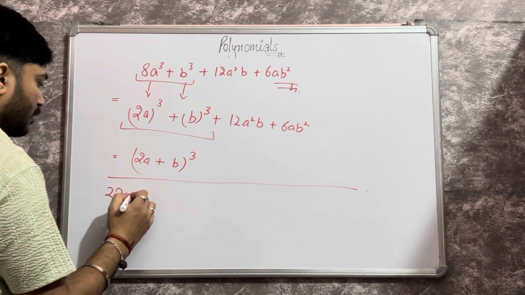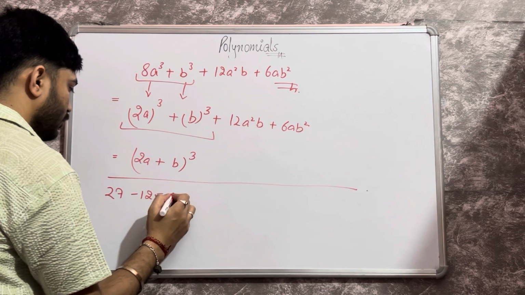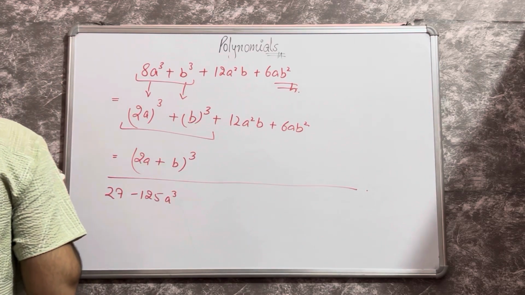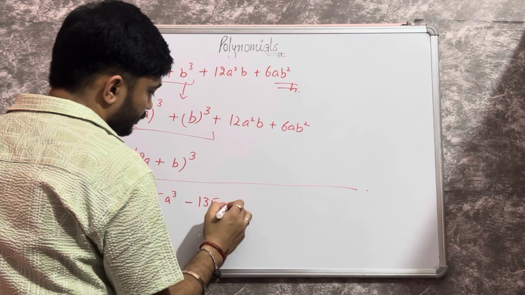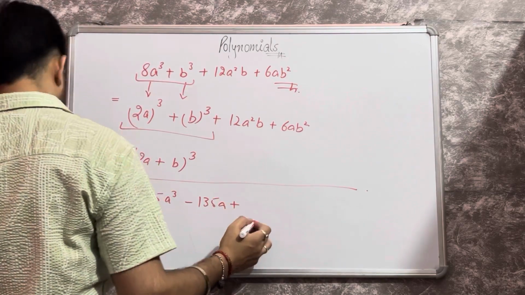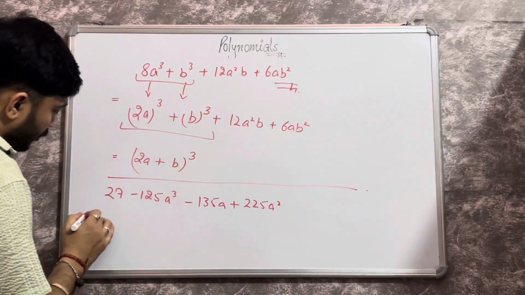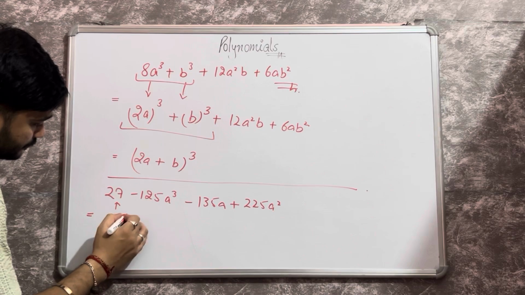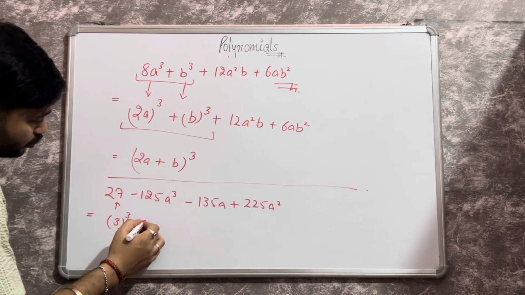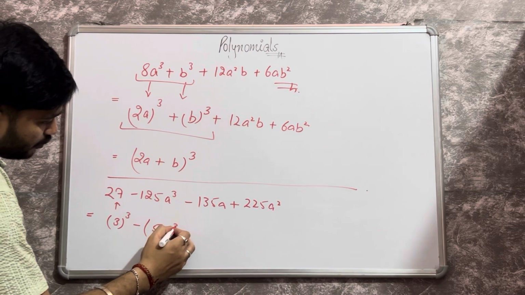What if someone has given the value that is 27 minus 125a cube minus 135a plus 225a square? How are we going to solve this? Whose cube is 27? That is 3 cube, minus whose cube is 125? That is 5a whole cube.